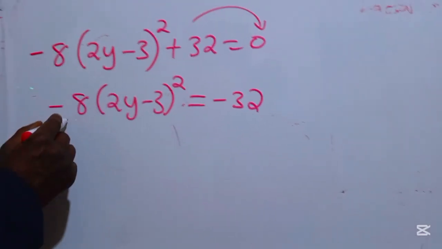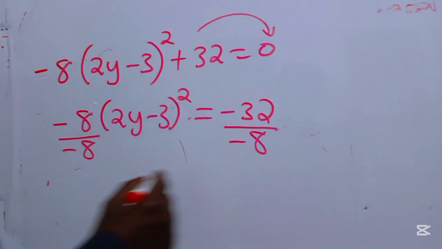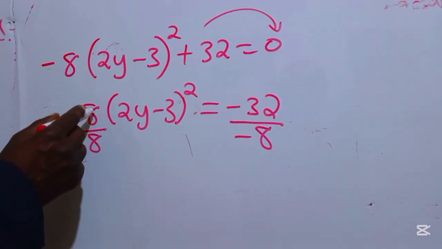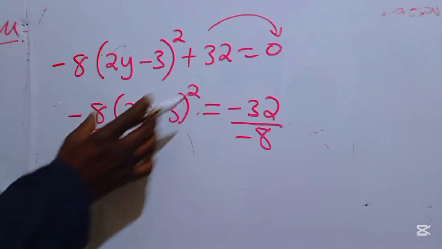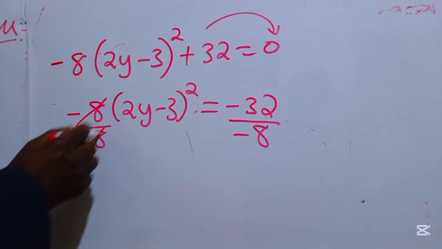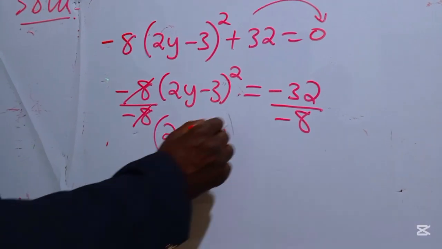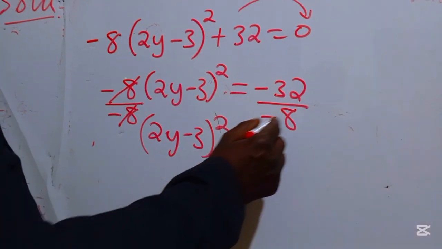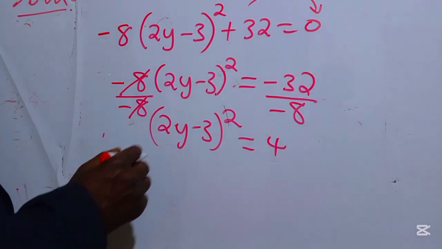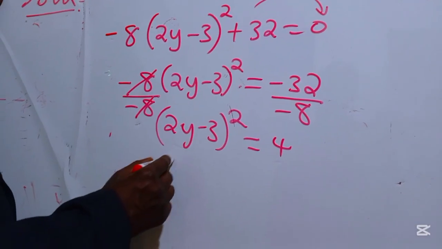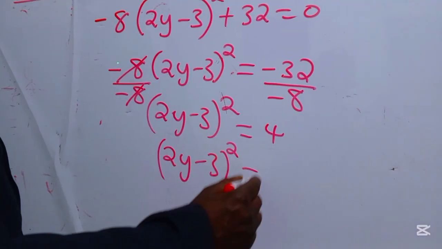How do I do it? I have to divide both sides by negative 8. Ladies and gentlemen, now I cannot multiply this. I can't expand because this one in brackets is squared. So this goes. I will remain with 2y minus 3 squared. Negative and negative is positive. There goes 4 there. You agree with me that this one is the same as 2y minus 3 squared equals 4.